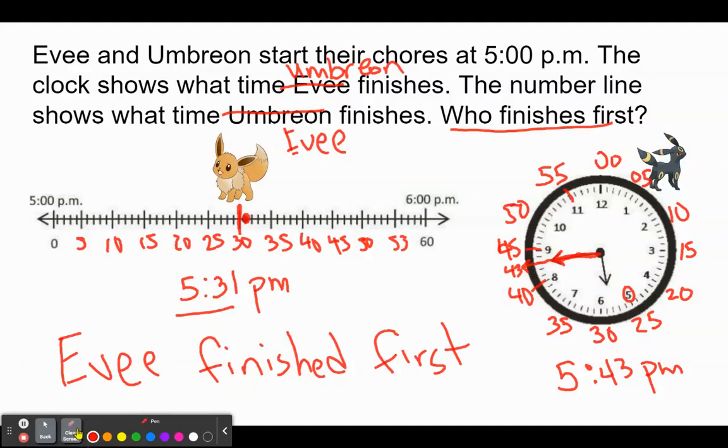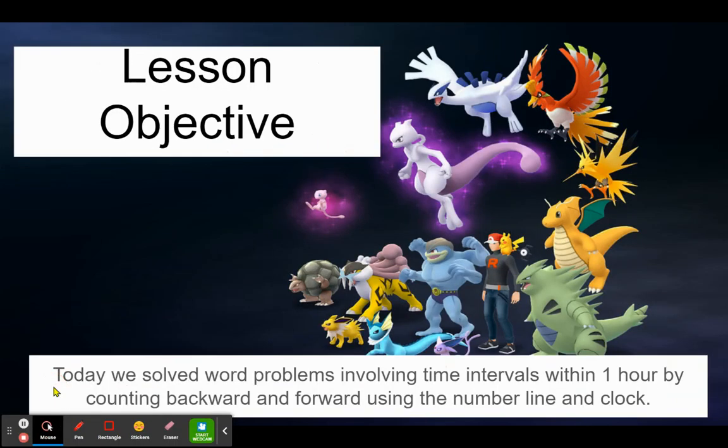All right. Let's go over today's lesson objective. So today we solved word problems involving time intervals within 1 hour by counting backwards and forwards using the number line and clock.